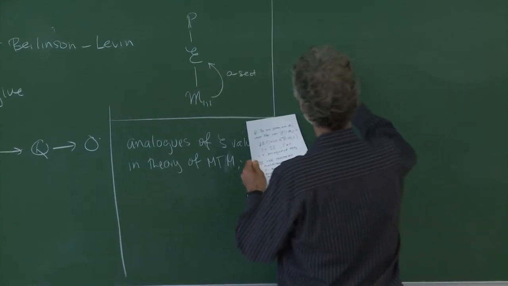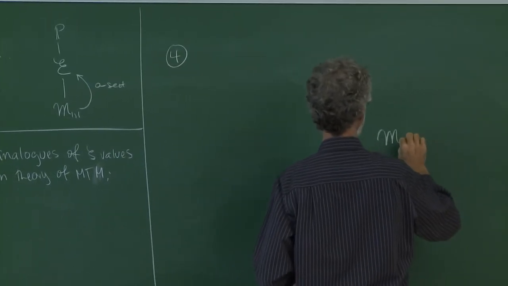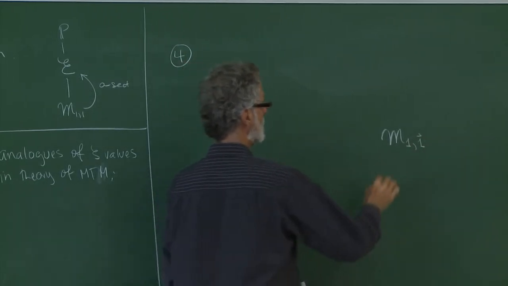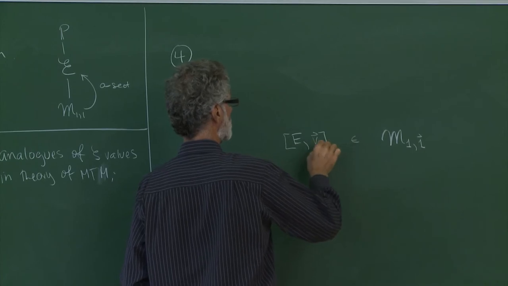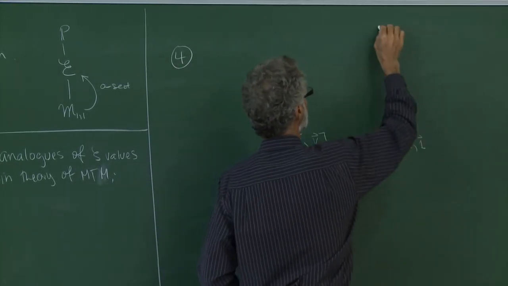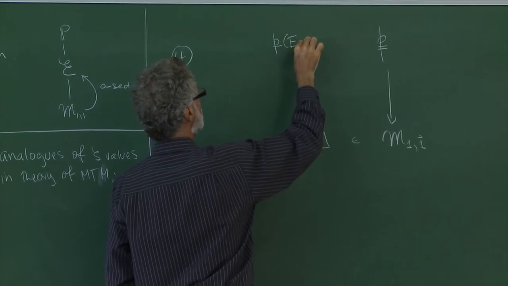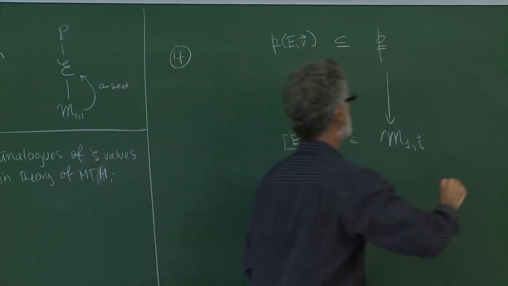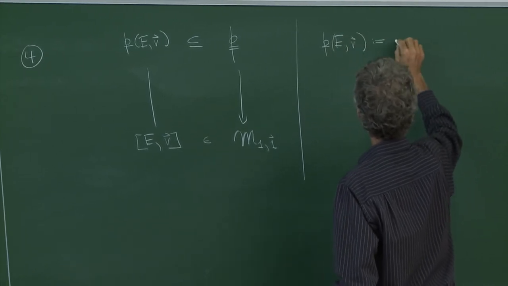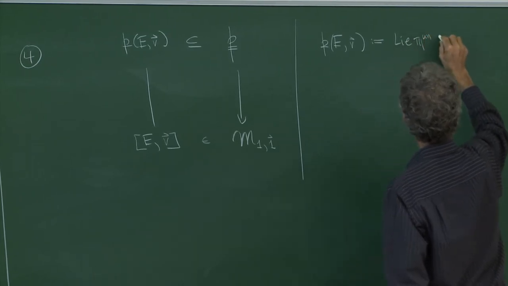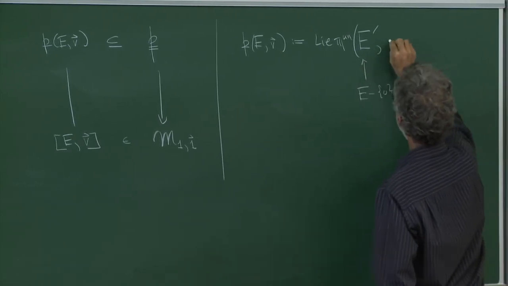Oops. So, four, and this example is important for us. So let's look at M_{1,1}. Sorry, I'm going to look at M_{1,1} with a tangent vector. So a typical element of this guy here would be an elliptic curve plus a non-zero tangent vector. And I'm going to look at the local system. Again, I'm going to call it P. And the fiber of this guy over here is what I'm going to call P_E,v. So this is a prounipotent Lie algebra. So P_E,v is defined to be the Lie algebra of pi_1 unipotent of the elliptic curve minus its identity. So this is E minus 0, v.